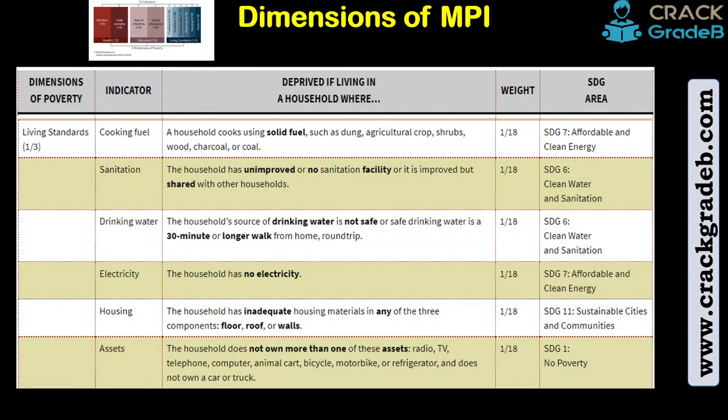Now, this is very important. The remaining 6 parameters, right? So this is 1, 2, 3, 4, 5, 6. Total 10 parameters. Right? So in terms of dimensions it's 3, but if you say indicators, there are 10 indicators. So each has an equal weightage of 1/18th. So what is cooking fuel? Let us understand that. A household cooks using solid fuels such as dung, agricultural crop, shrubs, wood, charcoal, or coal.